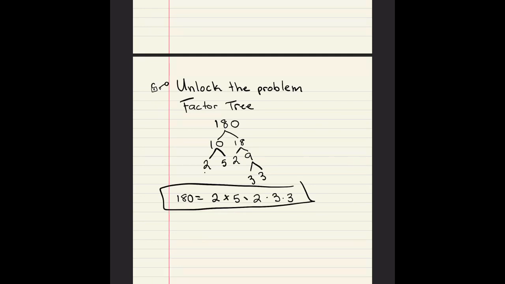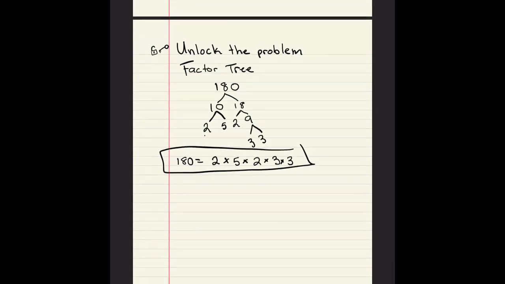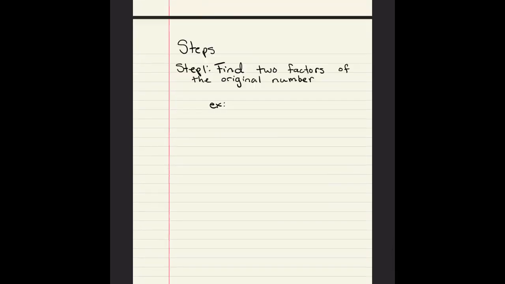You could use X's also. I like to use little dots instead, but I'm showing my multiplication. So here are our steps. Step 1 is to find 2 factors of the original number. So our original number equals 180 for our example. So I have to find 2 factors that can go into it, some factors that I can multiply to get 180.